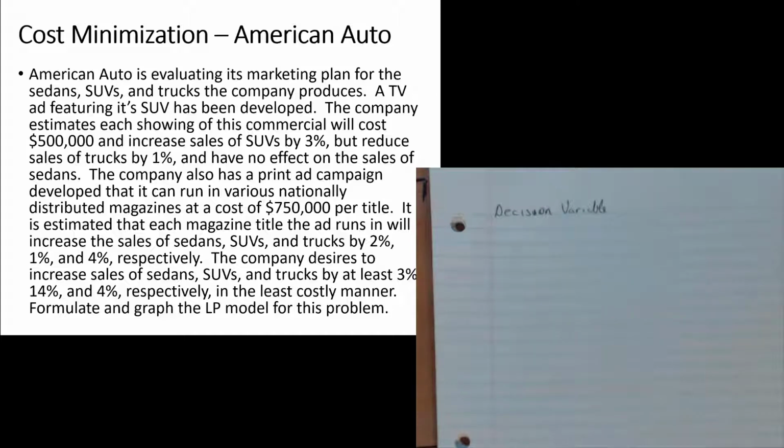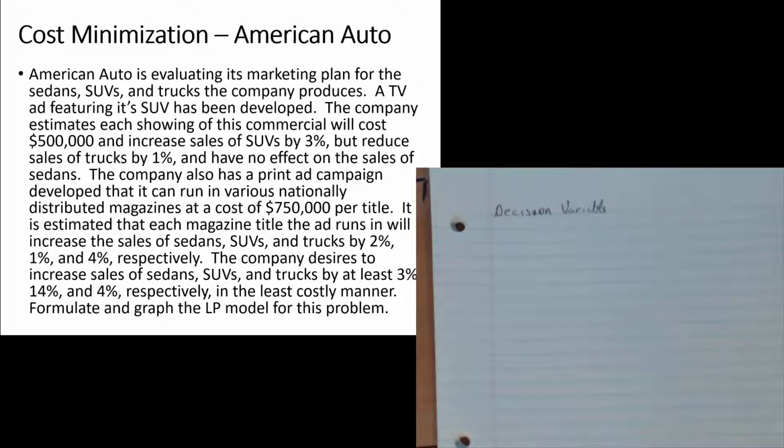The company desires to increase, so desires, that sounds like a requirement. Right? That's what we want. That's one of our goals. One of our goals is to increase the sales of sedans, SUVs, and trucks. By at least, right? That's setting a minimum. At least means it's that amount or greater. So at least means it's going to be 3% or higher increase in sedans, 14% or higher increase in SUV sales, and a 4% increase or higher in truck sales.